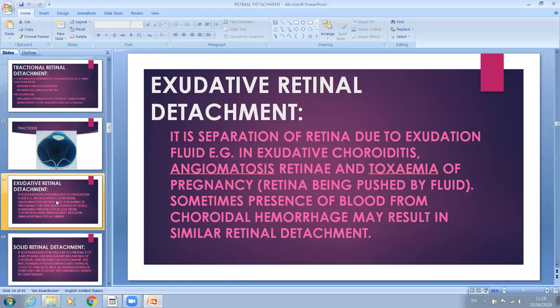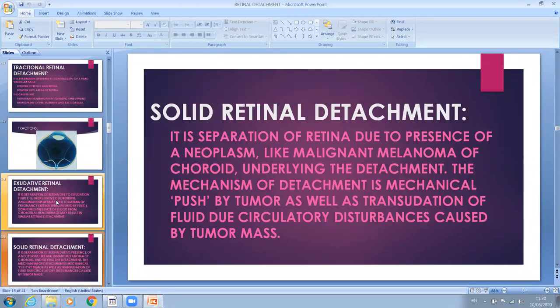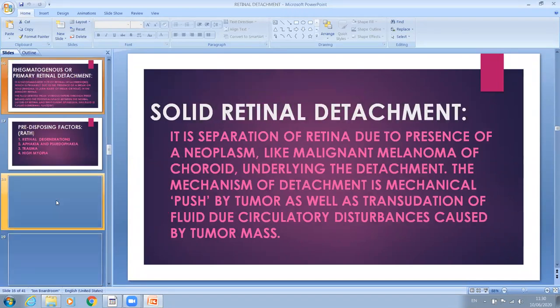The exudative detachment, as I've told you, is caused by inflammations or tumors, sometimes the vascular tumors of the choroid or the retina. Among these, exudative choroiditis, angiomatosis retinae and toxemia of pregnancy are a few of the causes of exudative detachment. Then, solid retinal detachment.